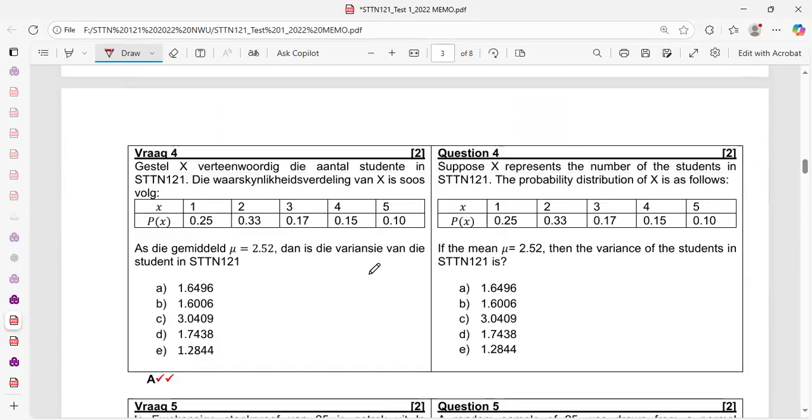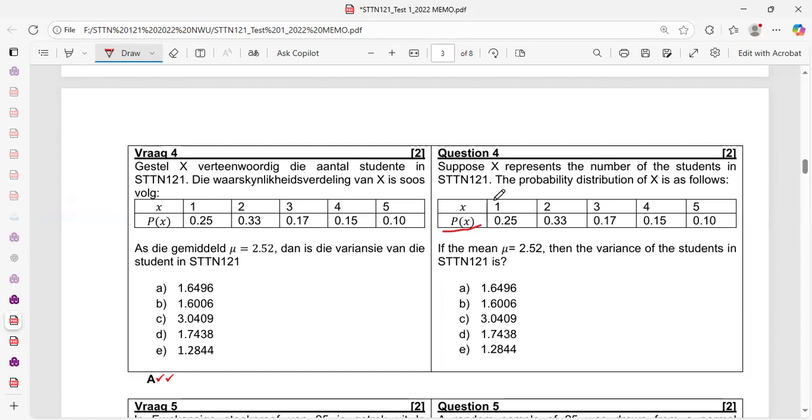Question 4. Suppose X represents the number of the students in STTN121. The question is based on the random variable X. Interesting question. I remember when I was explaining part 1, I said under the random variables, you remember those? I'm going to show you the formulas. Under this one, check: what is the PX, the probability density function.